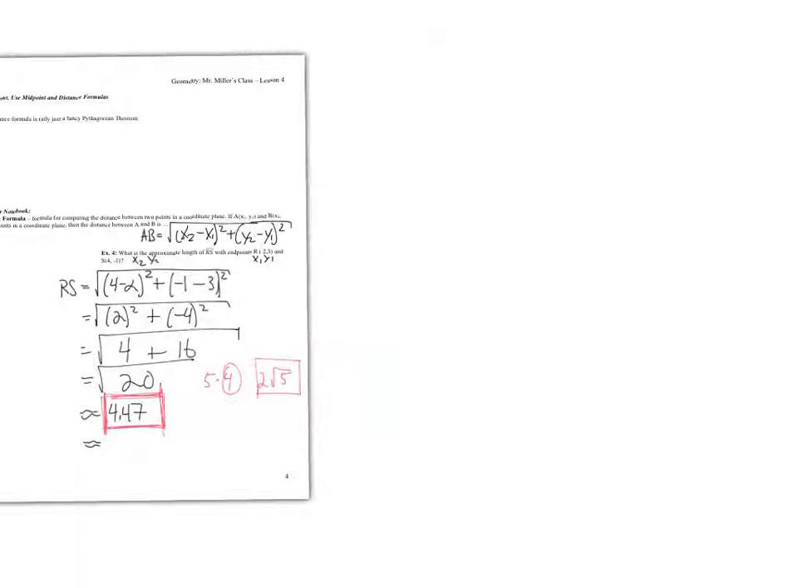Something to note on this, when you find the distance, it doesn't matter which point you let be x1 and y1. You just need to choose one point, let that be x1, y1, and then let the other point be x2, y2. Doesn't matter which one. So we're going to do a guided practice one.